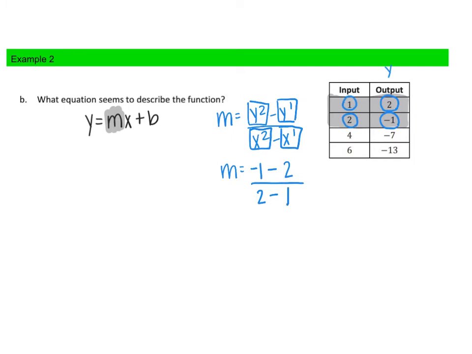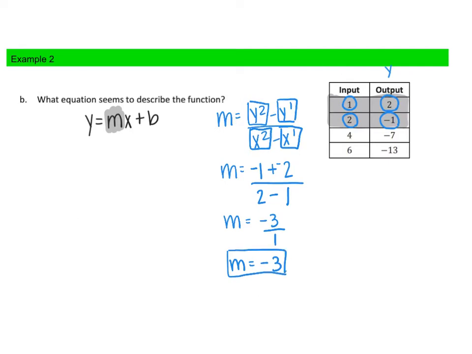Now I'm just going to solve this out. On the top row, negative 1 minus 2 is the same as saying negative 1 plus negative 2, and this becomes negative 3. On the bottom, 2 take away 1 is 1. So I'm left with negative 3 over 1, that's the same as negative 3 divided by 1. So the slope for this is negative 3. All right, so I found my m.